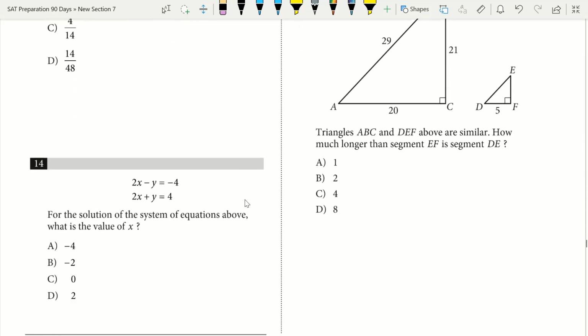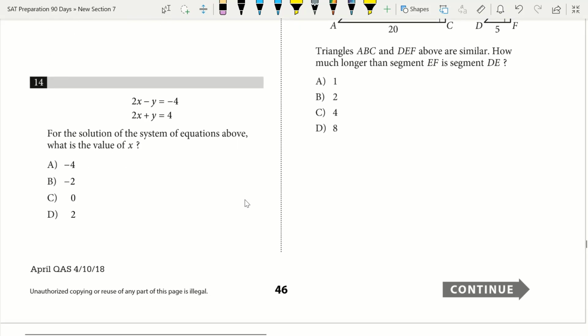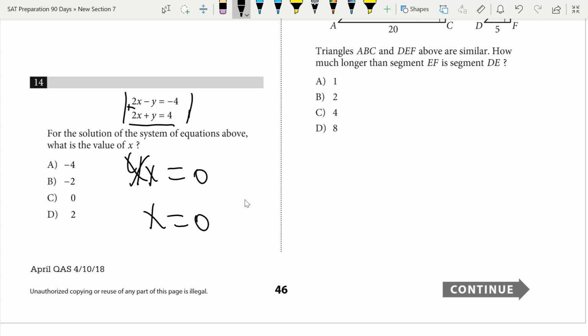All right, question 14. For the solution of the system of equations above, what is the value of x? All right, well, if you have to solve for x, what I'm going to look to do anytime I have stacked equations here and I'm asked to solve for a variable is get rid of one by adding or subtracting. In this case, I see by adding I can get rid of y because I'll have negative y plus y, so that's going to be 0y. So I will have 4x equals negative 4, and then plus 4, that's going to give me 0. Therefore, x has to equal 0, because if I divide each side by 4, 0 over 4 is still 0, right? So answer there has to be answer choice C.